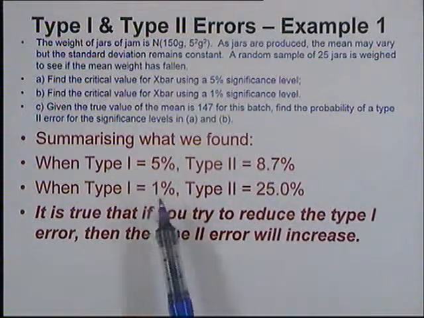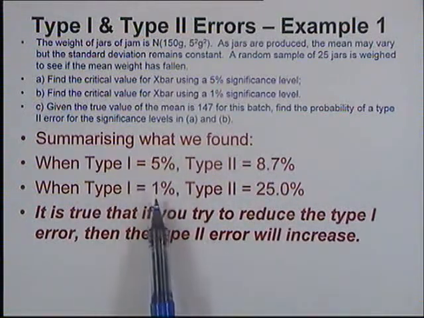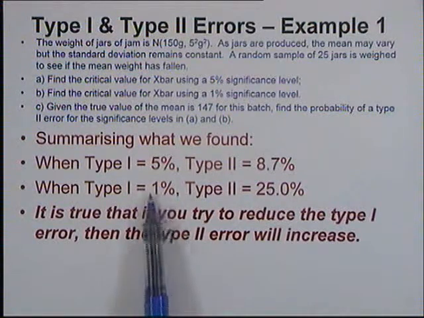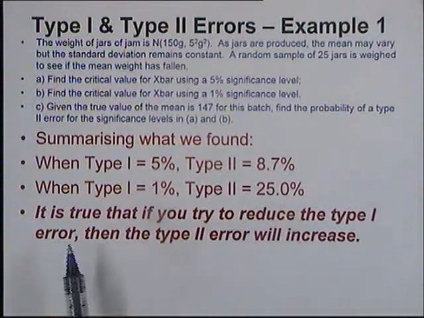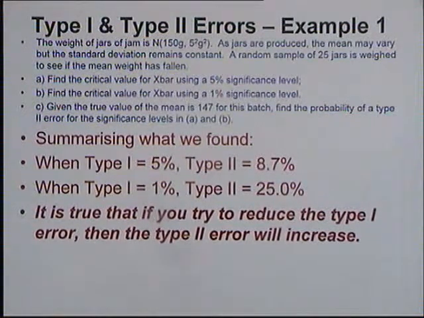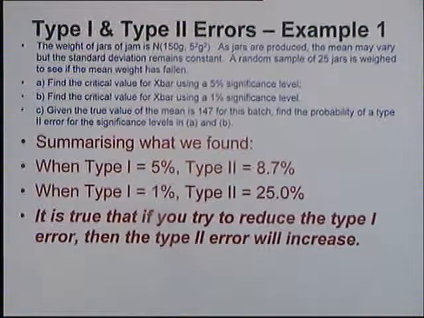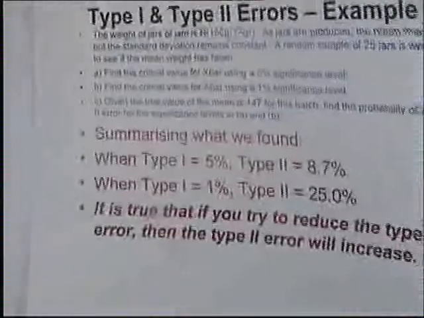If we lowered this from 5% to 1% to make this error here smaller, we raised this error over here. So we said it was true that if you try to reduce the type 1 error, then the type 2 error increases. And Alex then said, you've got to have a decent sized sample, otherwise it's worse. Yes, basically, to reduce both of them, you need to increase the sample size. We're just going to get there in a minute.